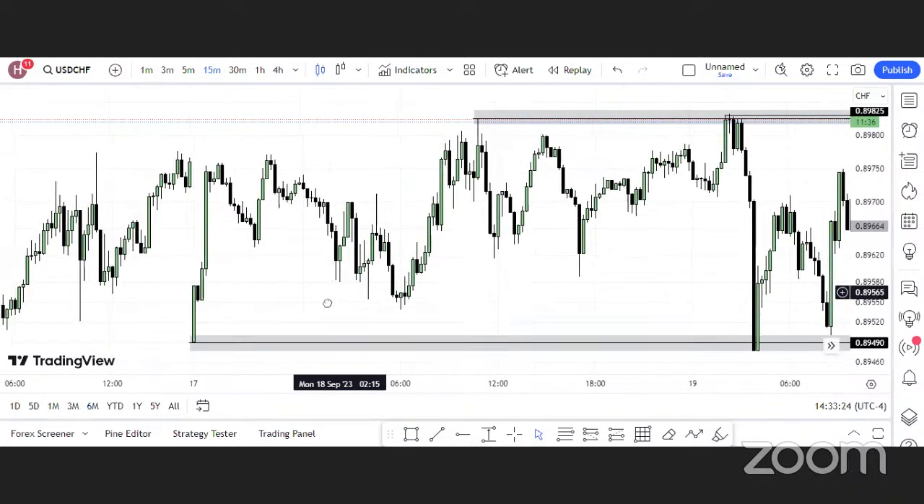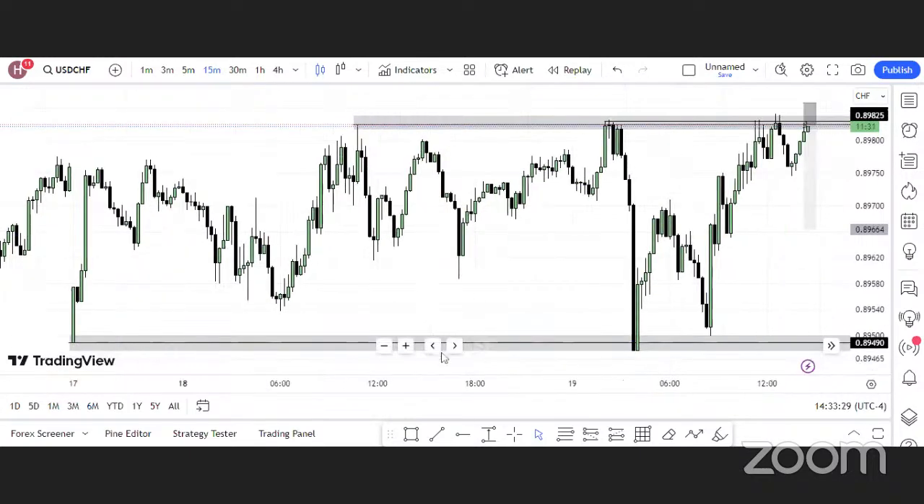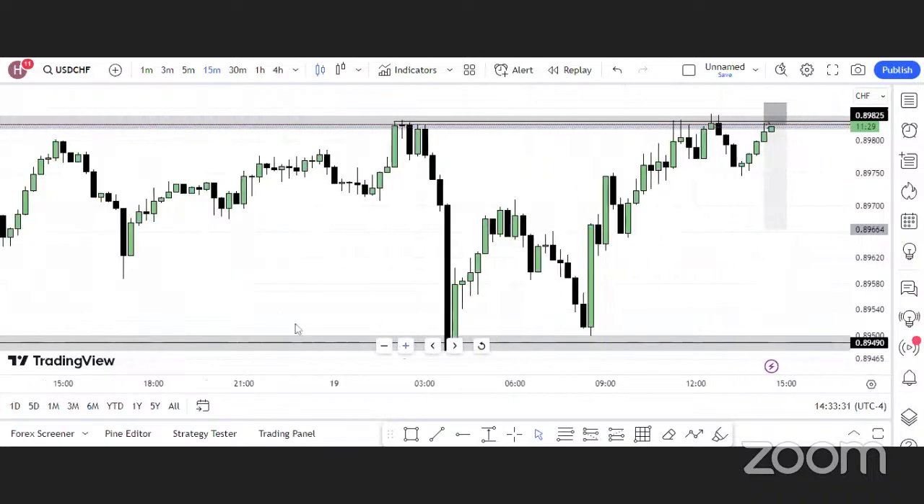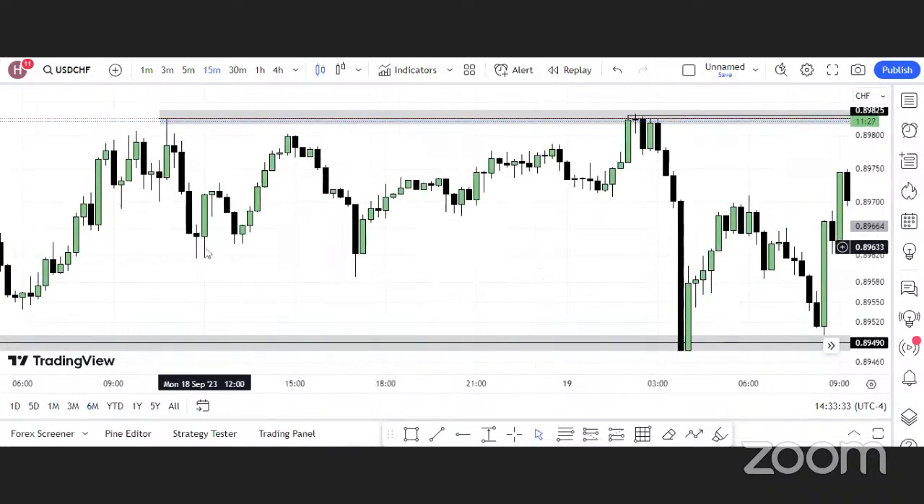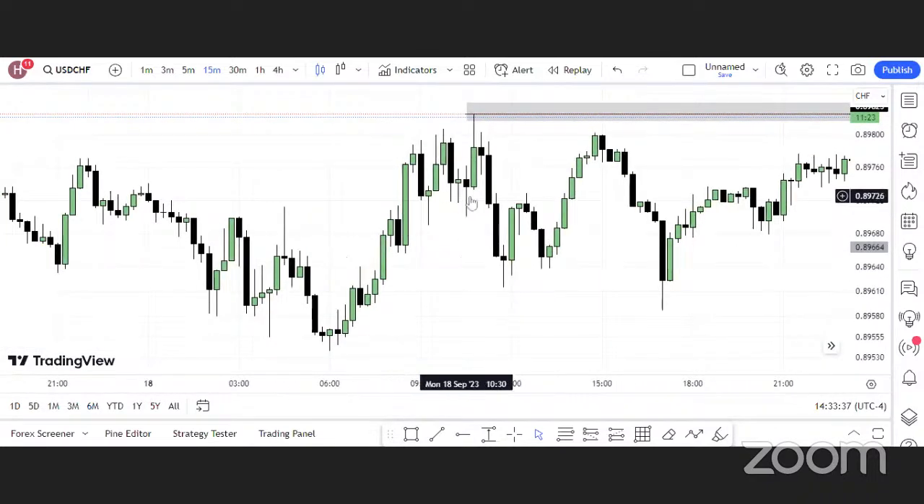Okay, so let's go around the chart and see if we can get examples of reversal candlestick pattern formations. So this is an example of a rejection. But this kind of rejection, yeah, I can actually take it, and the reason is because look at the next candle.